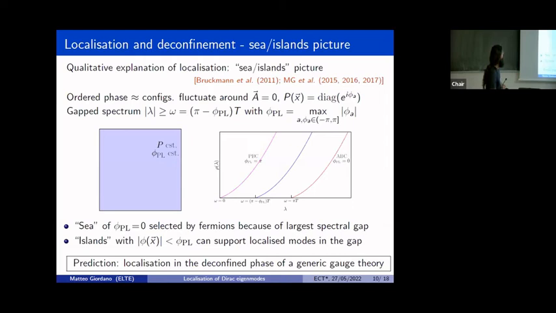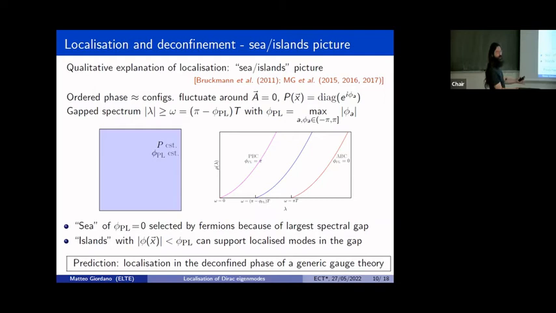And a qualitative explanation of this, and of localization at high temperature, is what goes under the name of the sea and islands picture, that was proposed by Tamás Kovács and Bart Bruckmann some 10 years ago. And then we sort of elaborated upon it a bit. And the basic idea is this. In the ordered phase, the typical gauge configurations essentially fluctuate around zero spatial gauge fields and quite spatially ordered Polyakov loops. So at least to zeroth order approximation, this is how you can look at your gauge fields.